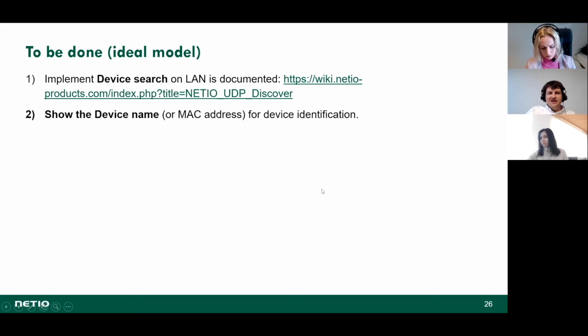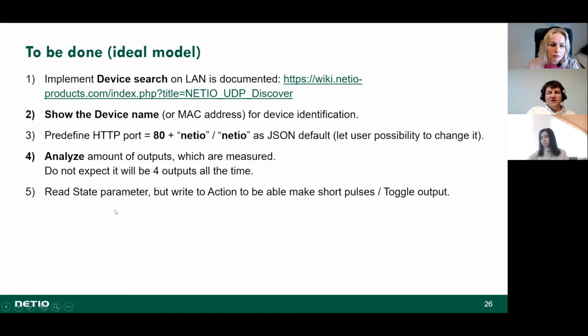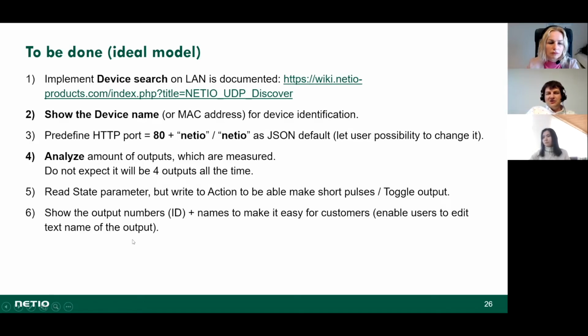Okay, and this is some overview of what to do if you would like to implement this product in your software. Follow the predefined username and password. Identify the device by the device name and also by the MAC address. Analyze the number of outputs and use the output IDs, because customers can rename the output. It could be, I don't know, "my chiller", and I don't know if the chiller is output 4 or output 40. And be prepared for HTTPS sooner or later.